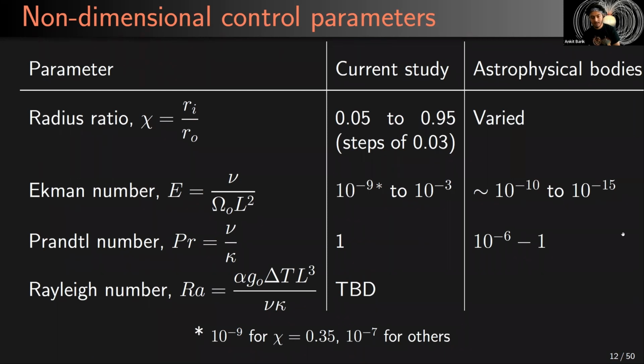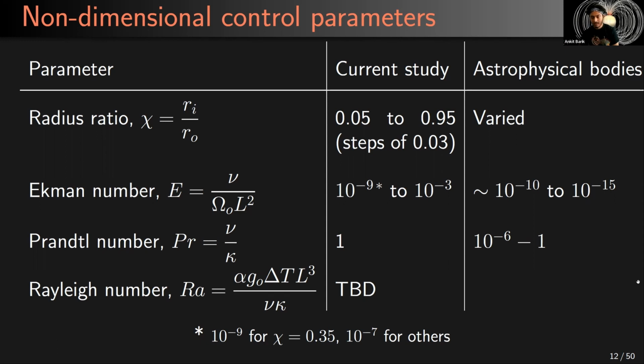First is the radius ratio. So we go all the way from 0.05, so very thick shell, we denote the radius ratio by chi, and all the way to 0.95, so very, very thin shell. And of course, in real astrophysical objects, this is highly varied as well.